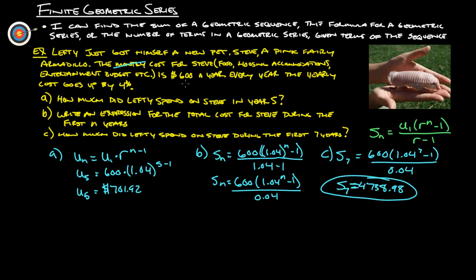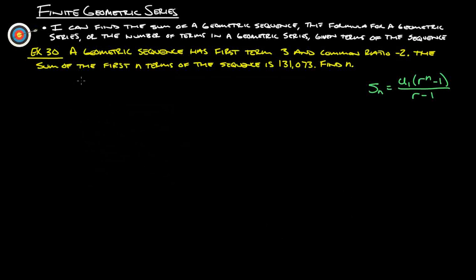Just as a quick check to make sure that we're in the right neighborhood, 600 times 7 gives us 4,200, but there's a little bit of interest, goes up by 4%, so that's why we're a little bit higher than 42. So this feels like a good, reasonable answer. Okay? Okay, let's take a look at example 30.